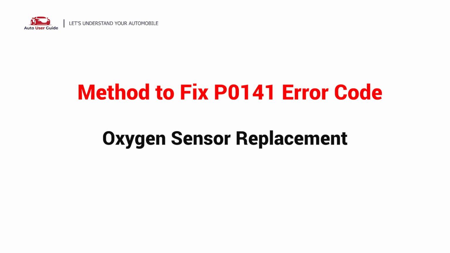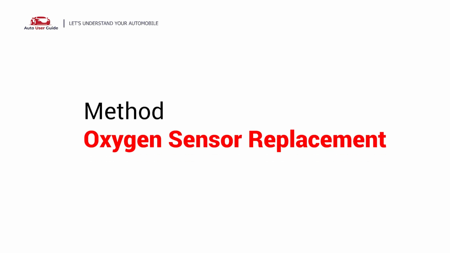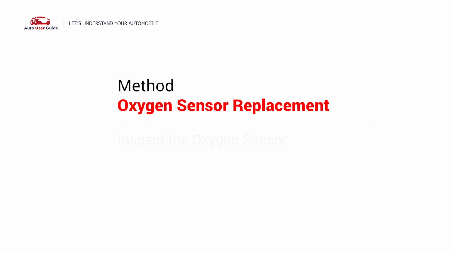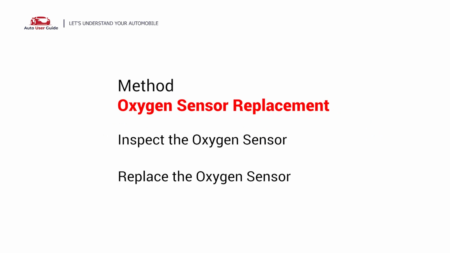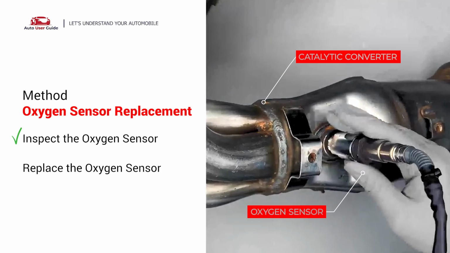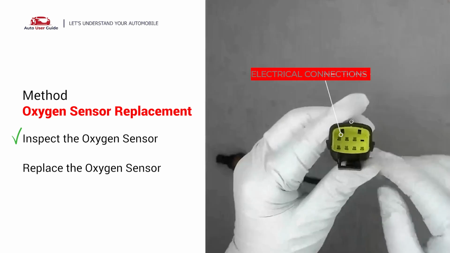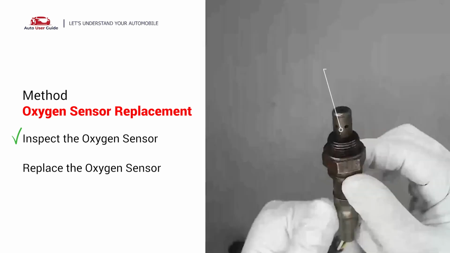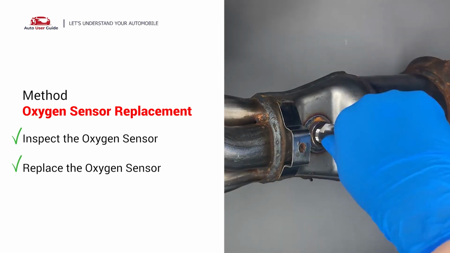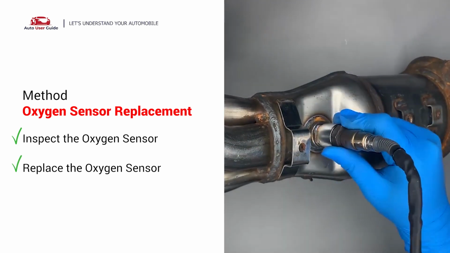Here is a simple DIY method you can try to solve this problem. Oxygen sensor replacement. Carefully remove the oxygen sensor from the catalytic converter and visually check the oxygen sensor electrical connections, wire harness, and metal tabs for any damages. If damages are found, then replace the oxygen sensor.